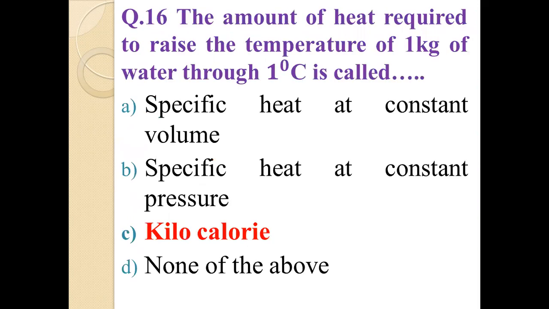Then question number 16. What is question number 16? The amount of heat required to raise the temperature of 1 kg of water through 1 degree Celsius. This is called as option A, specific heat at constant volume, option B, specific heat at constant pressure, option C, kilocalorie, or option D, none. See friend, this is the definition of kilocalorie. So option C is correct.